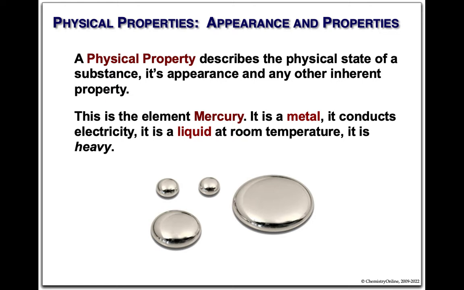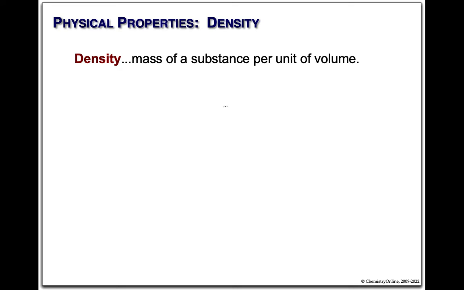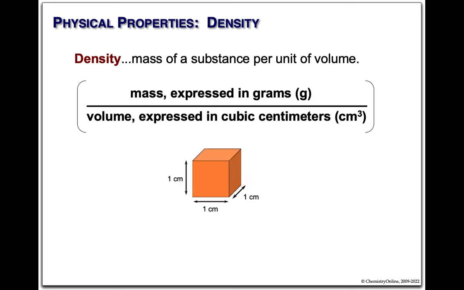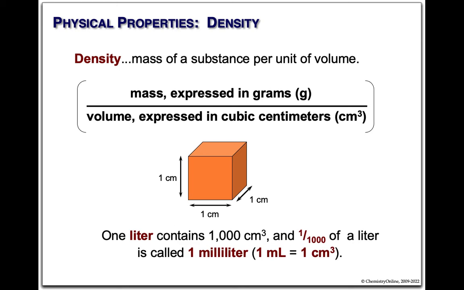Another physical property that's very important is what's called density. Density is mass per unit volume. Typically, the units of mass we use would be grams. And typically, for a solid anyway, the volume we use is going to be cubic centimeters. For a liquid, we would use milliliters, recalling 1 milliliter is exactly the same as a cubic centimeter. A cubic centimeter simply looks like this. The definition: mass per unit volume.